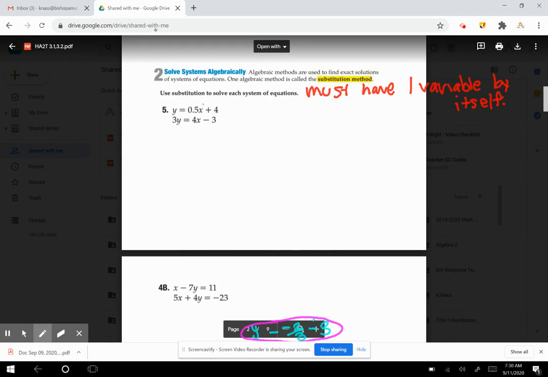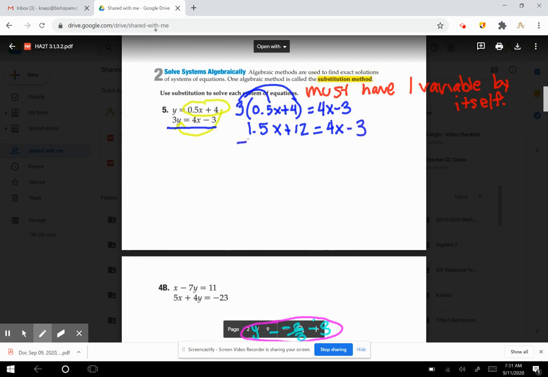So I can see that I have y by itself. So I'm going to take 0.5x plus 4 and substitute it into where y is in the other equation. So it'll look like this: 3 times y, but my y is now 0.5x plus 4, equals 4x minus 3. So you're going to distribute the 3 to both terms. So you get 1.5x plus 12 equals 4x minus 3.